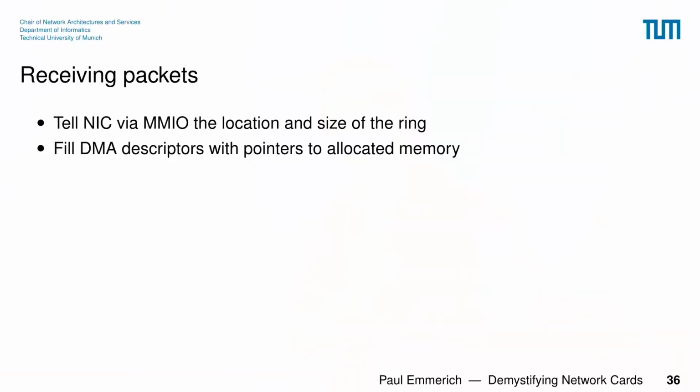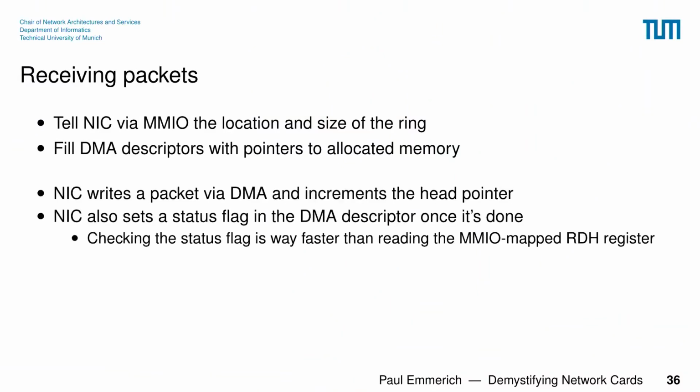So now we want to receive packets. We need to set up this ring. So we tell the network card via memory mapped I/O the location and the size of the ring. Then we fill up the ring with pointers to freshly allocated memory that are just empty. And now we set the head and tail pointer to tell the NIC that the queue is full, because the queue is at the moment full. It's full of packets. These packets are just not yet filled with anything.